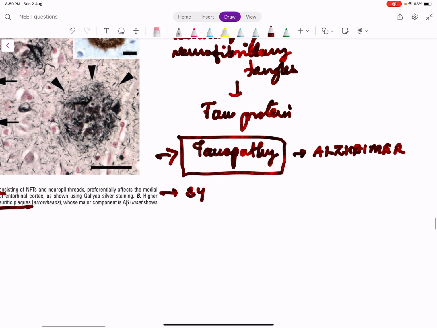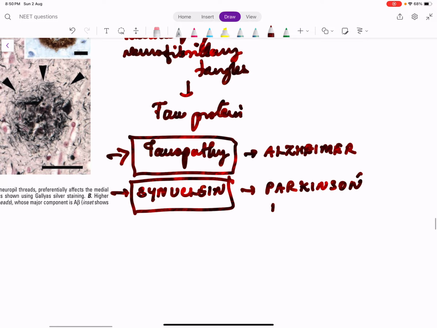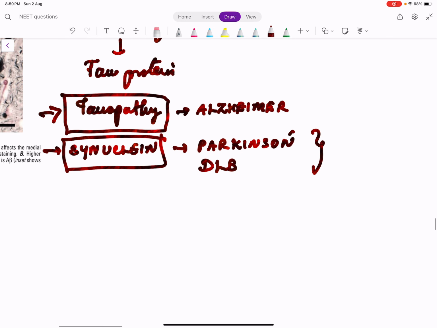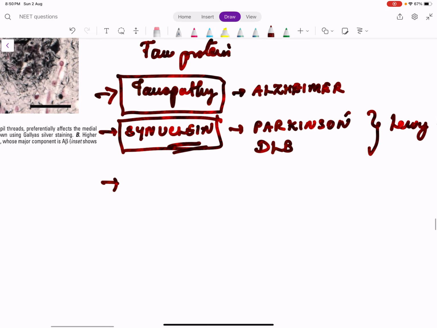Here something called as alpha-synuclein. Some diseases like Parkinson's, dementia with Lewy bodies. All these have deposits of Lewy body pathologically. This Lewy body is made up of a protein called as synuclein. So synucleinopathies are Parkinson's and dementia with Lewy bodies.